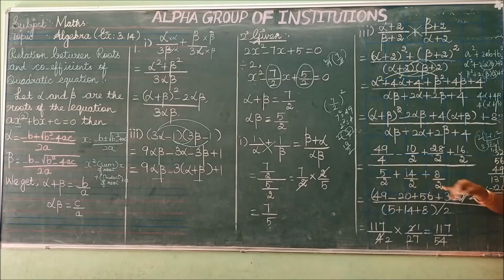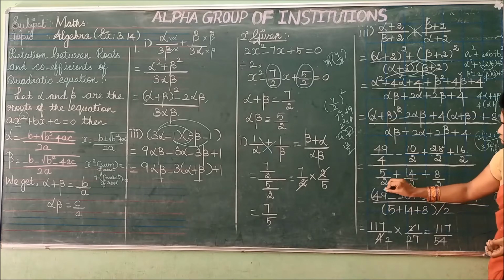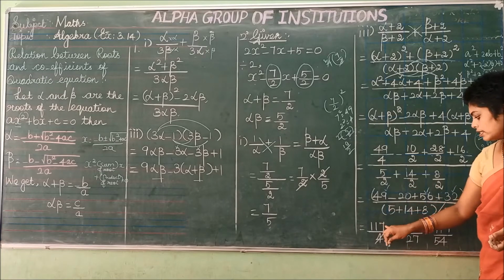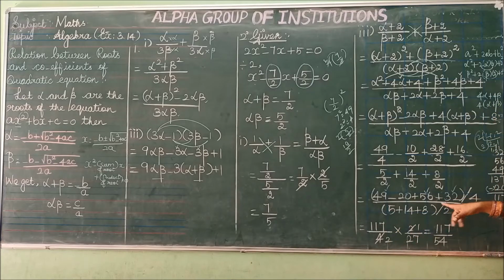So you can add the numerator. Now add the positive terms in the numerator. What are the positive terms? 49, 56, 32. 49 plus 56 plus 32 is 137. Then subtract this 20: 137 minus 20 is 117. So 117 divided by 4. The denominator term is 5 plus 14 plus 8. 5 plus 14 is 19, 19 plus 8 is 27.